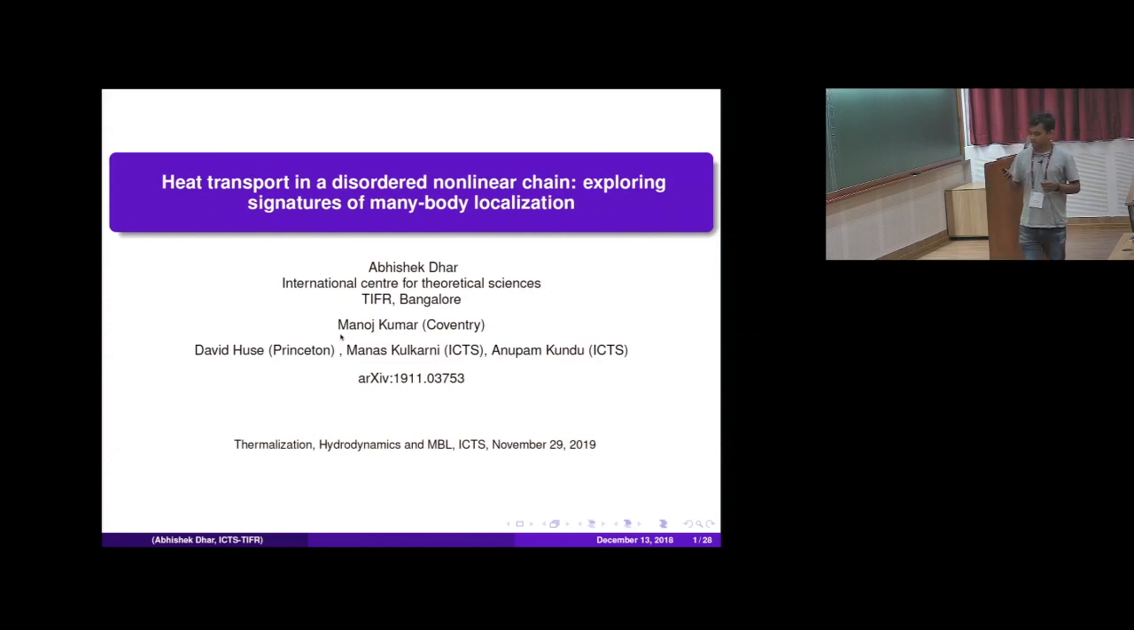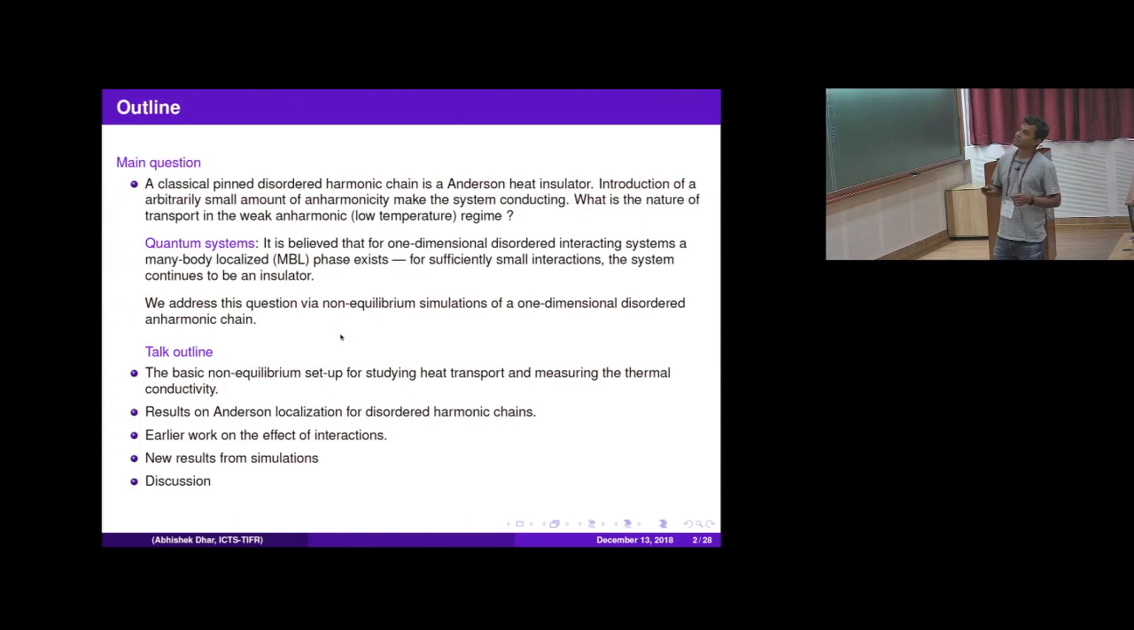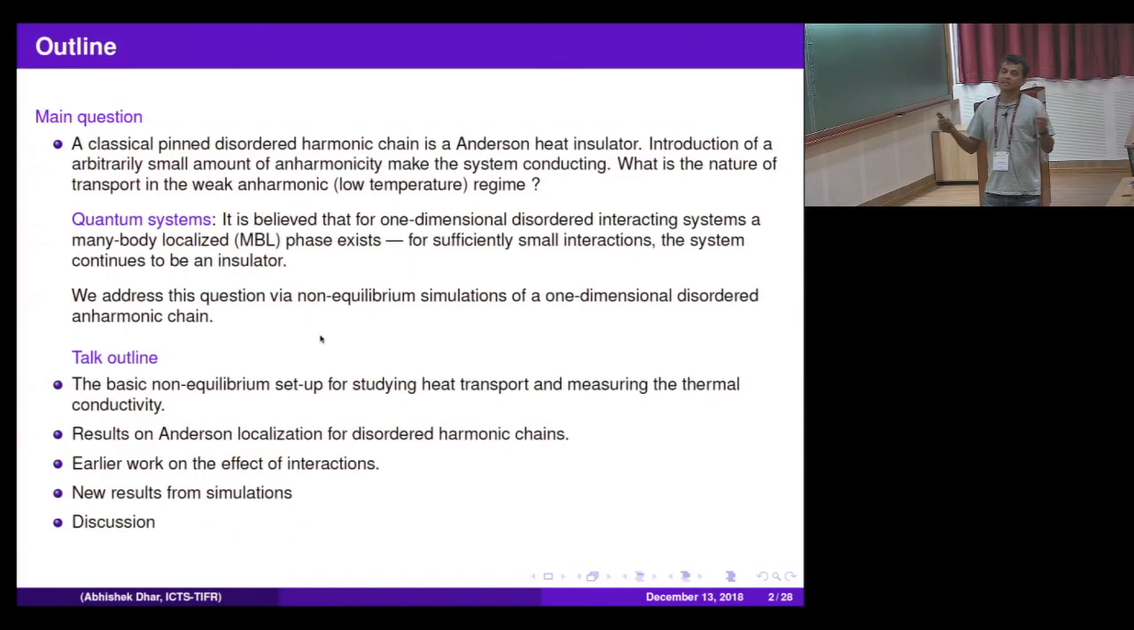Okay, so the main question is we take this classical pinned disordered harmonic chain. That's an Anderson heat insulator, it's known. And if you introduce a small amount of anharmonicity in the system, it's known that it becomes conducting. But what we would like to understand is the nature of transport in this weakly anharmonic system. Weak anharmonicity means low temperatures, so basically we try to understand transport in the low temperature regime.